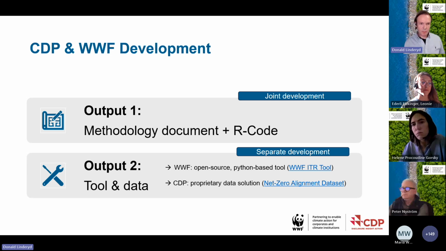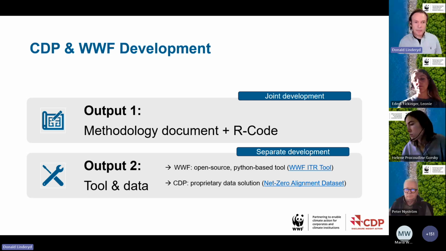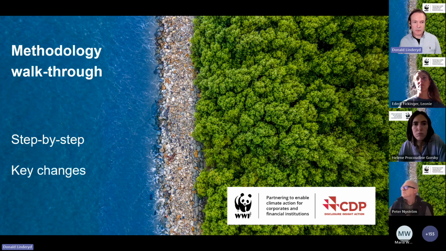So in this development between CDP and WWF, which has been ongoing now on and off since 2019, we have essentially two sets of outputs. One is the methodology document and the R code that is driving the warming function, which is what we are doing the joint development on. And the other is what I mentioned before, the Python-based ITR tool, where you can calculate your scores yourself. And WWF and CDP produce proprietary data solutions. Essentially, you can buy ready-made scores from them. With that, I'll hand over to Elaine, who will take you a little bit deeper into the workings of our methodology.